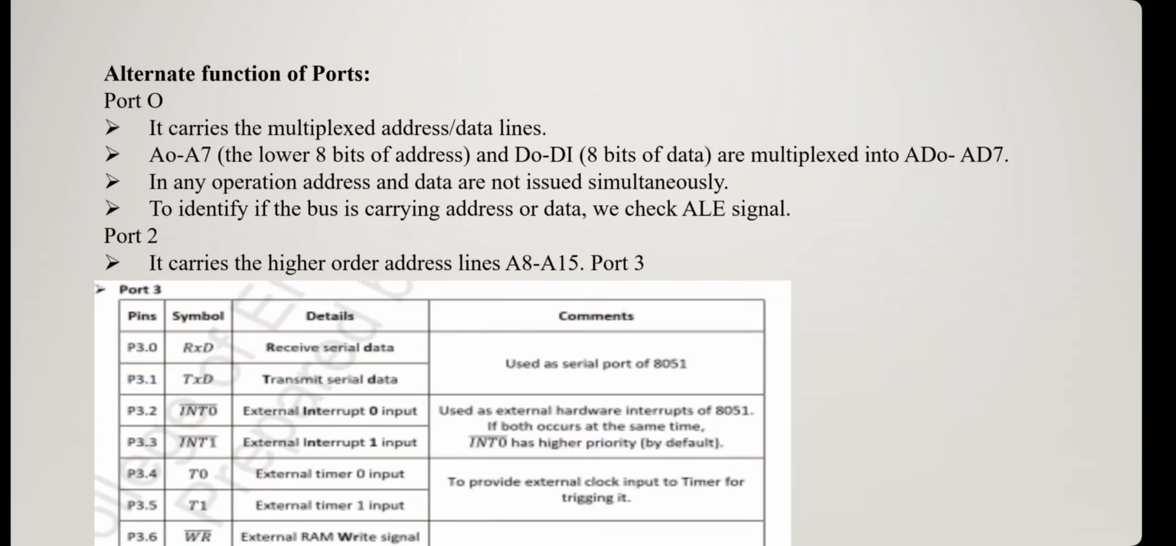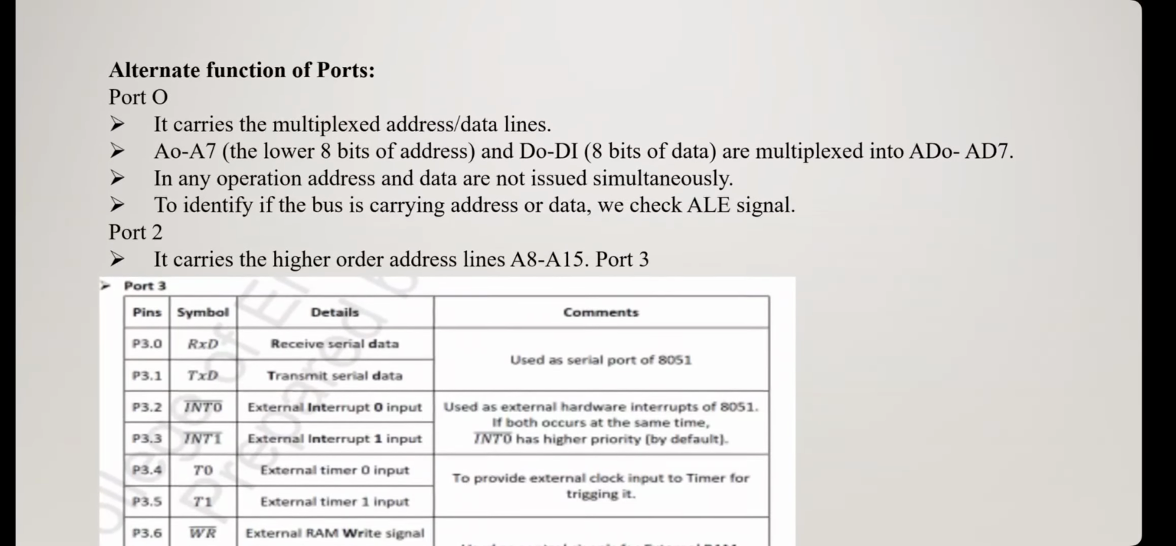In any operation, data and address are not issued simultaneously. Here the data bus and address bus are not used simultaneously. By looking at the address latch enable, we know whether address or data is being used. To identify if the bus is carrying address or data, we check the ALE signal. If ALE is equal to 1, then we are using the address bus. If ALE is equal to 0, then we are using the data bus.